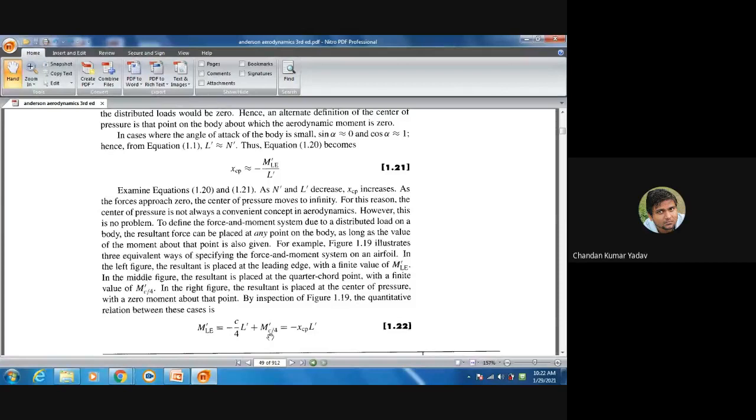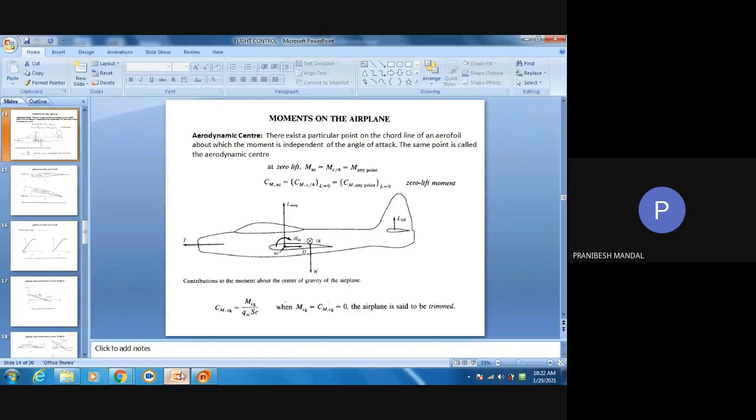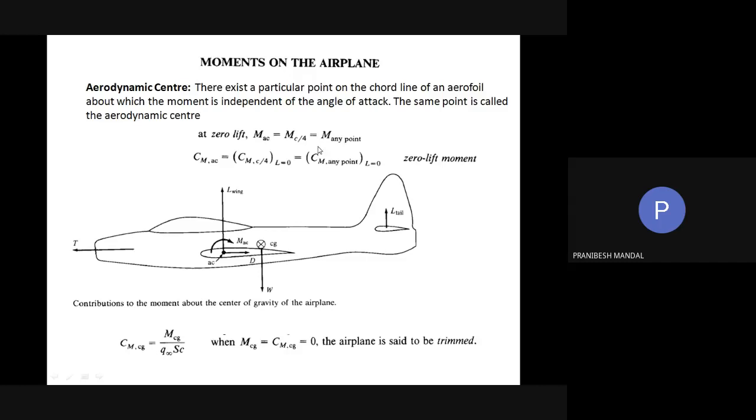And that is why it is written that at zero lift, the moment about any point is constant. Moment about the leading edge is equal to the moment about any point. Let it be c/4, let it be the aerodynamic center, anything.